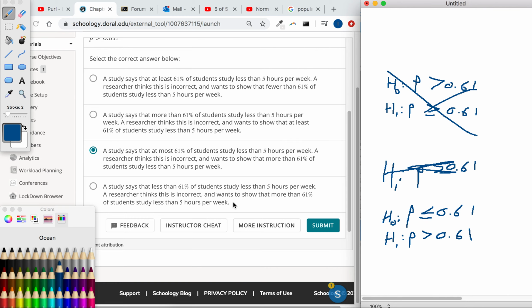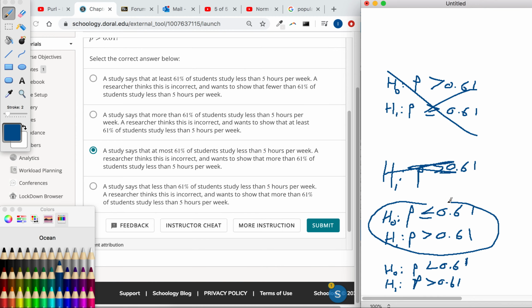It says that less than 61%. So this H0 would be P is less than 0.61. That's what the previous study said. And the researcher is trying to test the claim that more than 61% of students. Man, those are tight. I haven't actually seen that be compared before, but I think we've got to go with this one because it includes all options less than or equal to.